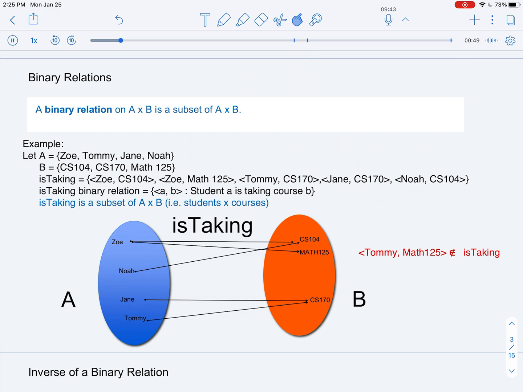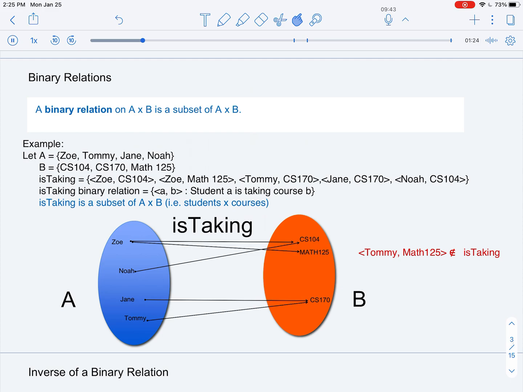course B. Now we've listed all of the ordered pairs shown in the diagram, which indicate what courses students are taking, such as Zoe taking CS 104 and Tommy taking CS 170. We can also observe in this case that is taking binary relation is a proper subset. And what I mean by that is that there are some ordered pairs in the Cartesian product of A cross B, which is students cross courses, which are not included in the is taking binary relation.